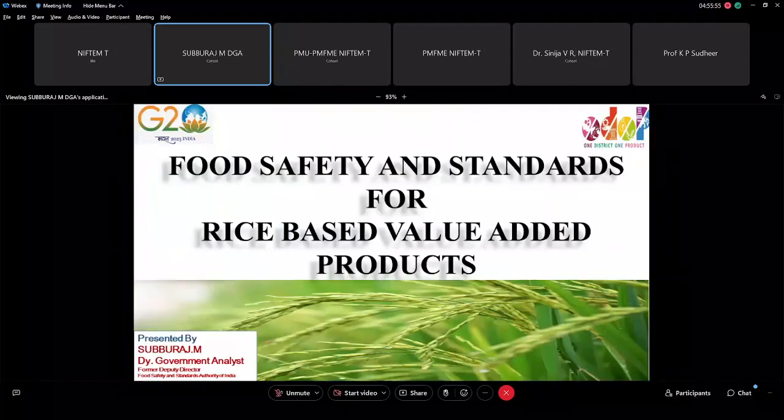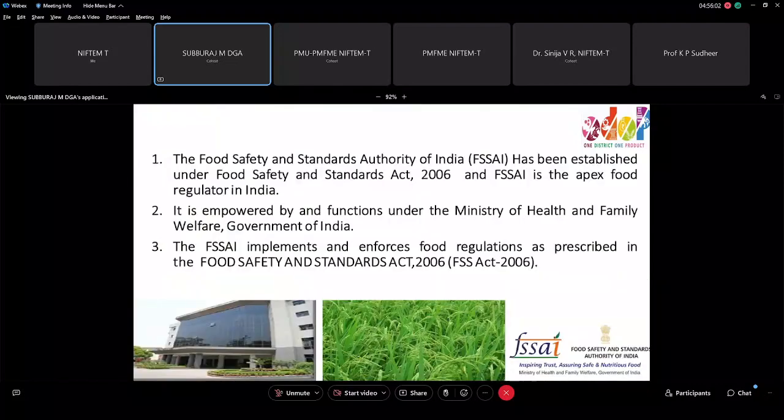Okay, I think my screen is visible. Let us continue. Food safety works in a two-tier system: one is the central system and another is the state system. The central system is controlled by the Ministry of Health and Family Welfare, Government of India, and the state system is controlled by the state government.